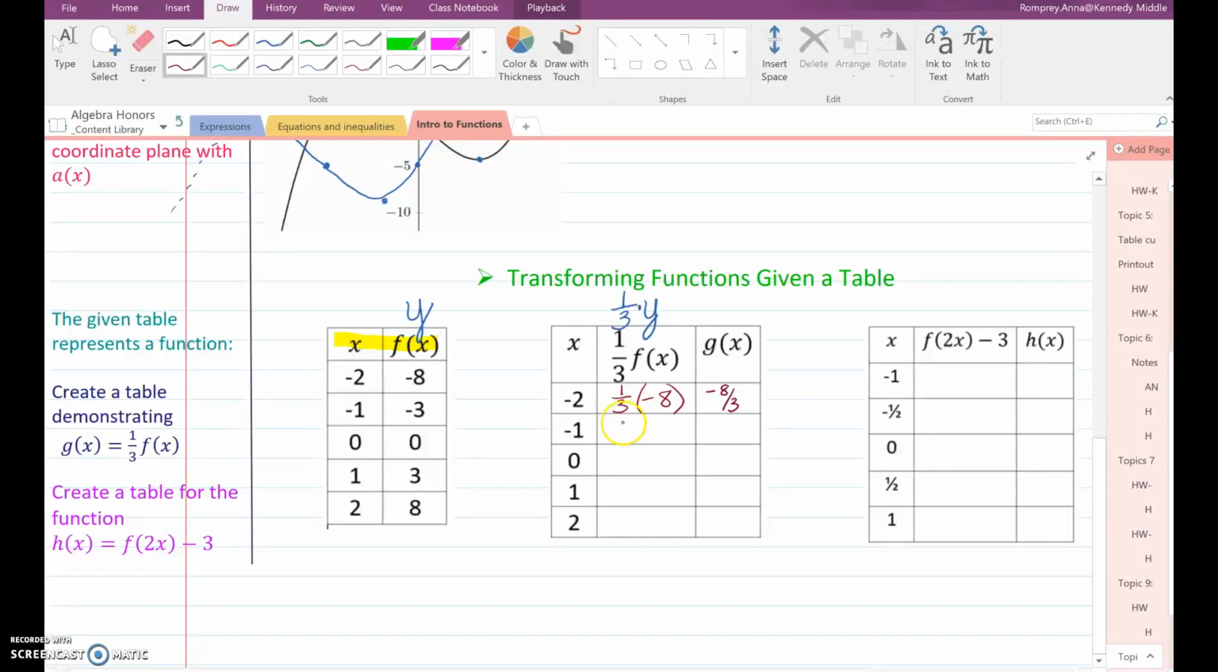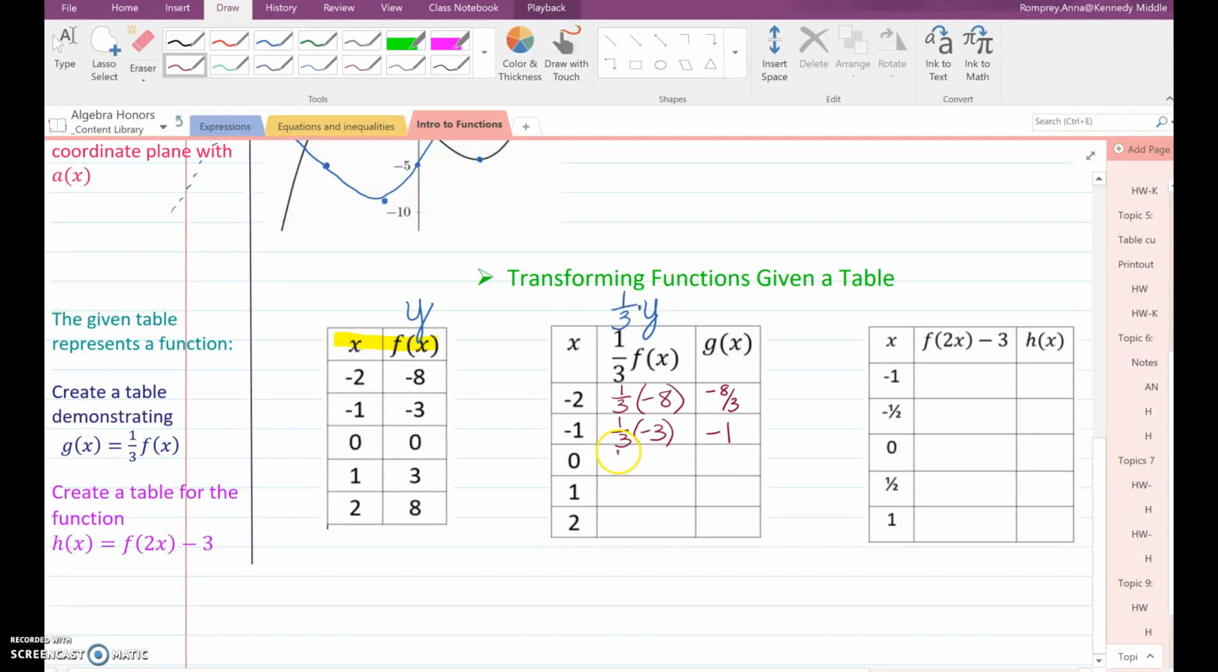So this next one, again, a third of y. Well, when x equals negative 1, y is negative 3. So a third of negative 3, well, negative 3 divided by 3, negative 1. So if you think you got it, go ahead and pause the video, try the next ones, and then come back and see how you do.